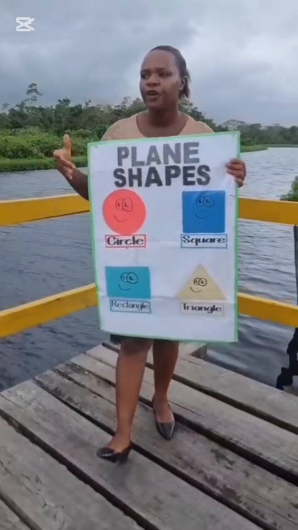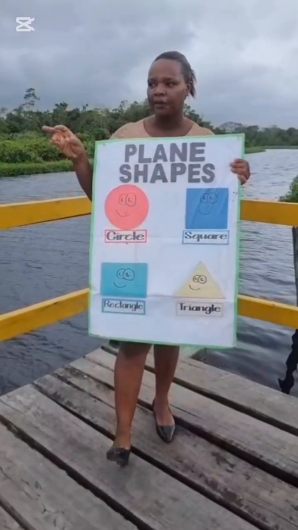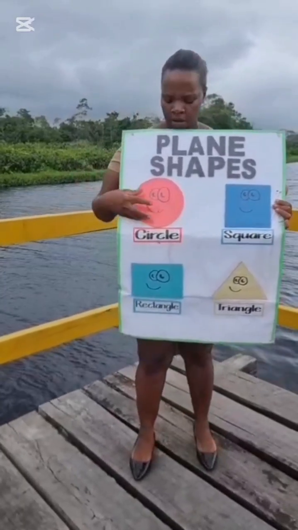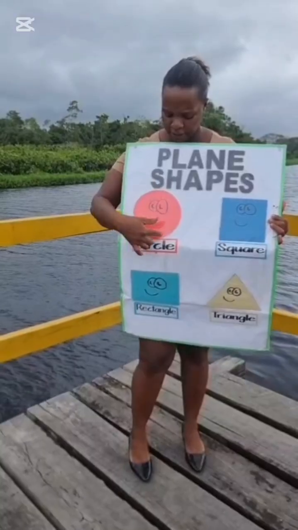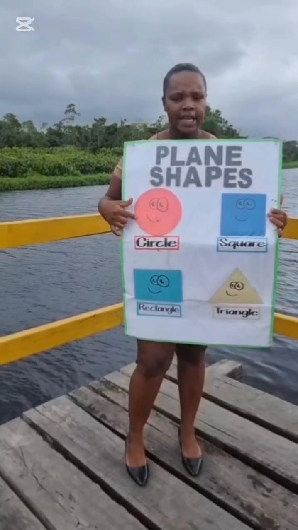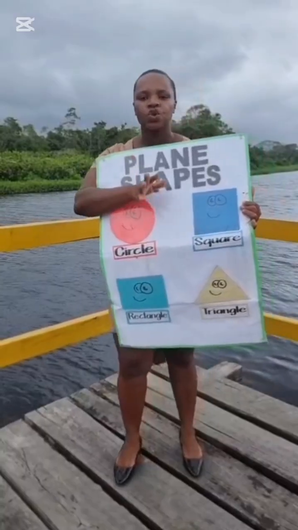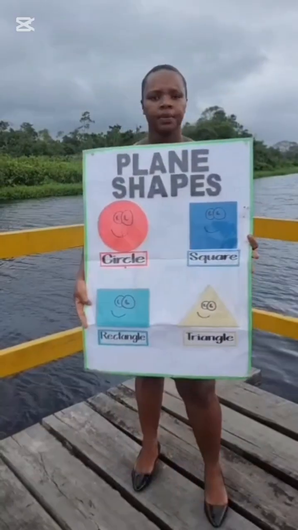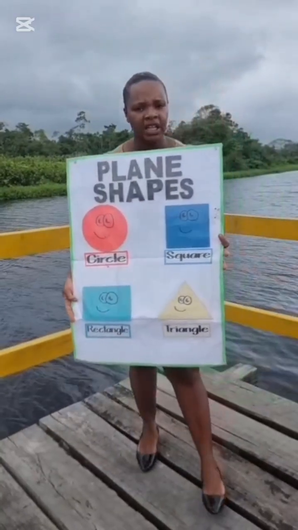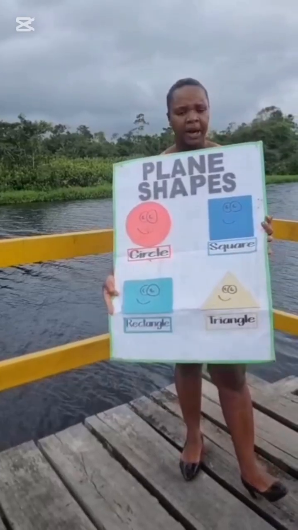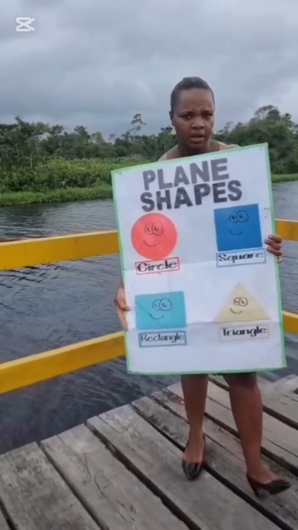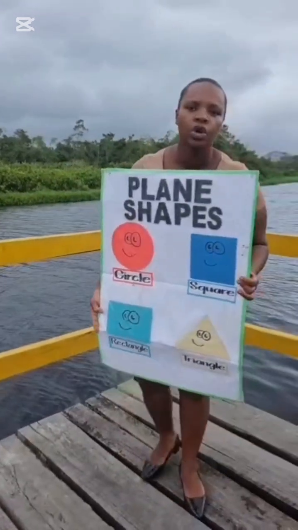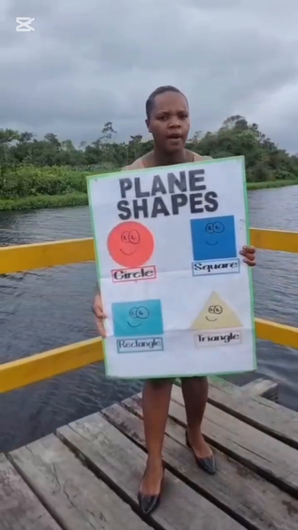And for the grade 4 learners, I'll be looking at line of symmetry, how many parts the different shapes can be divided into. The circle can be divided into 4 equal parts, as well as the square and the rectangle. They can also be divided into 4 equal parts. But the triangle can be divided into 3 equal parts.